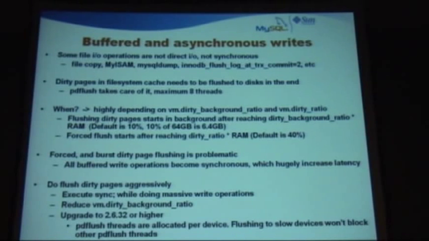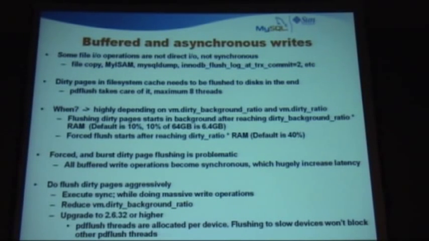Most files are unbuffered, so they are written directly and synchronously on database servers, but some file I/O operations are not direct I/O and not synchronous. For example, file copies like backups, mysqldump, InnoDB flush_log_at_trx_commit=2, etc. In this case, data is not written to disk immediately, and the dirty pages are written to the file system cache. Then, in the end, dirty pages are flushed to disks later.